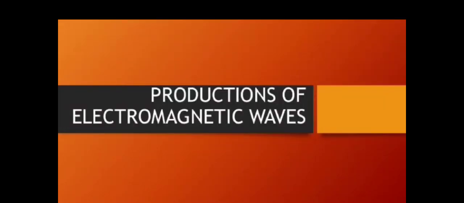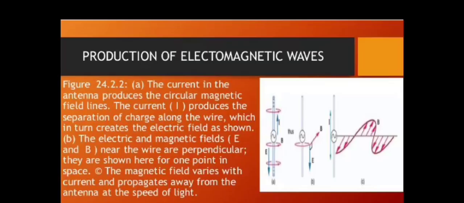Production of electromagnetic waves. The current in the antenna produces circular magnetic field lines. The current produces the separation of charge along the wire, which in turn creates the electric field as shown. The electric and magnetic fields near the wire are perpendicular. The magnetic field varies with the current and propagates away from the antenna at the speed of light.